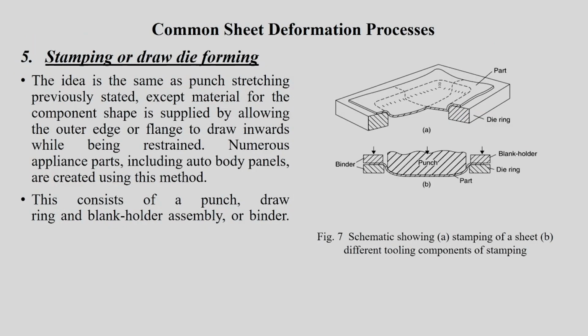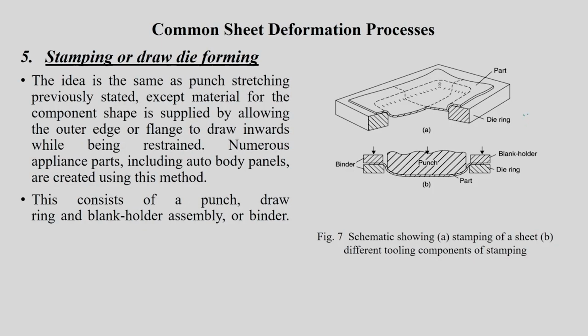So this stamping or draw die forming is another method like deep drawing, which you are going to see in the next slide. Here you will see that stamping is generally a shallow deformation process. It's also called draw die forming. So I have given you some schematic here. You can see that it is a shallow drawn part, not like your deep drawn cup. It's a shallow drawn cup, or a pan, something like that you can imagine.